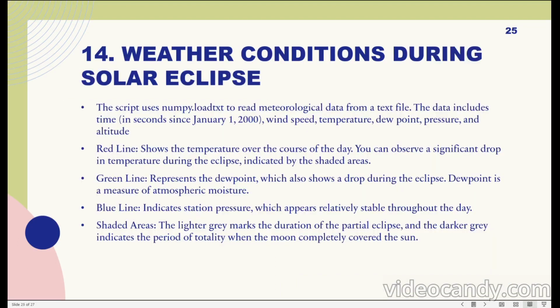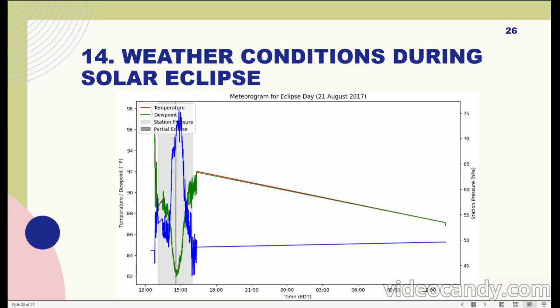And last but not least, weather conditions during solar eclipse. This is quite interesting because we import data from a text file, which includes wind speed, temperature, dew point, pressure, and altitude. So this is the result that we got. That's pretty much about the demo results. Thank you so much.